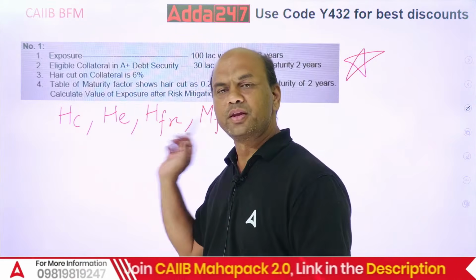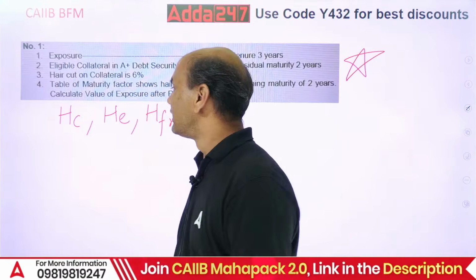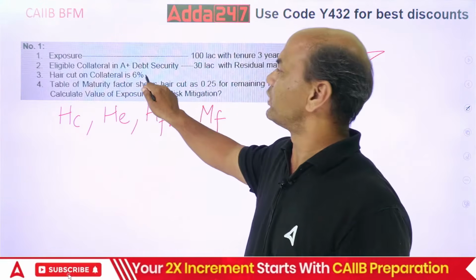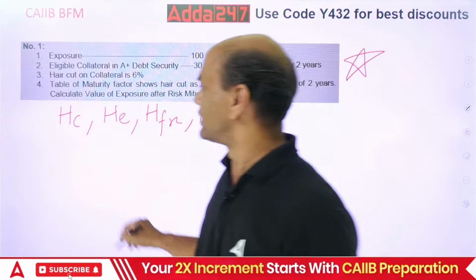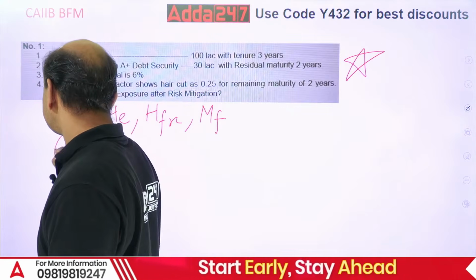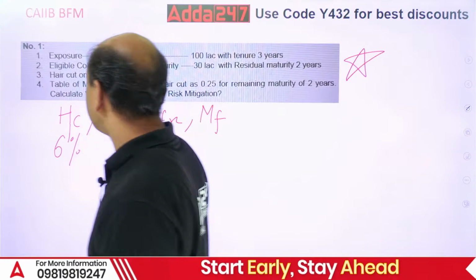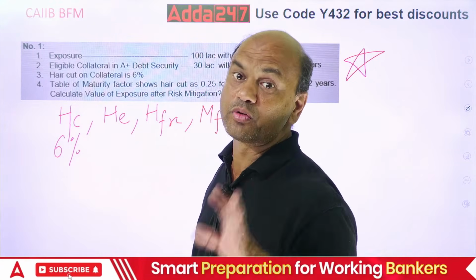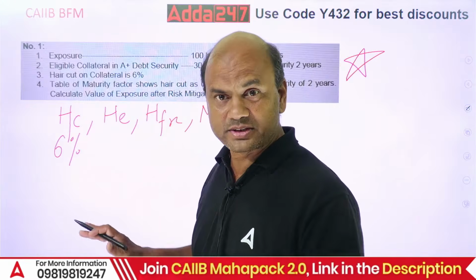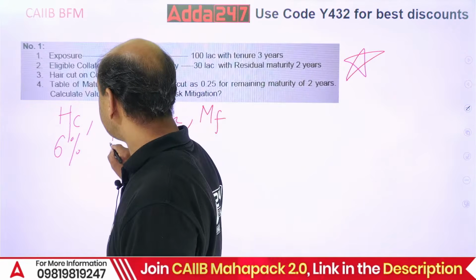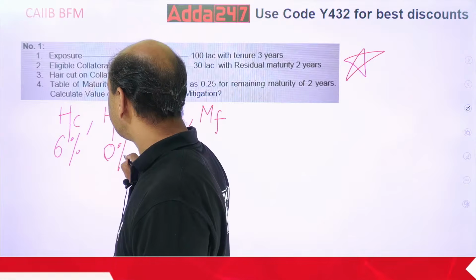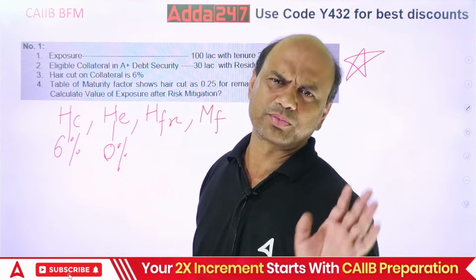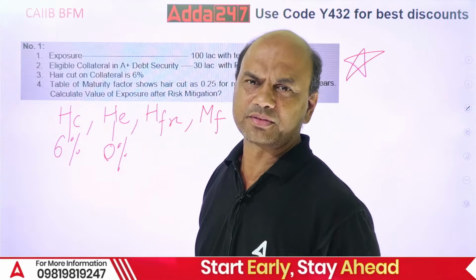Chalo, move on. So here, haircut for collateral. See, what is given? Haircut for collateral is given as 6%. Now haircut for exposure. Haircut for exposure is always 0. This has been given by RBI only. RBI says do not take the haircut for exposure now. 0%. Okay?